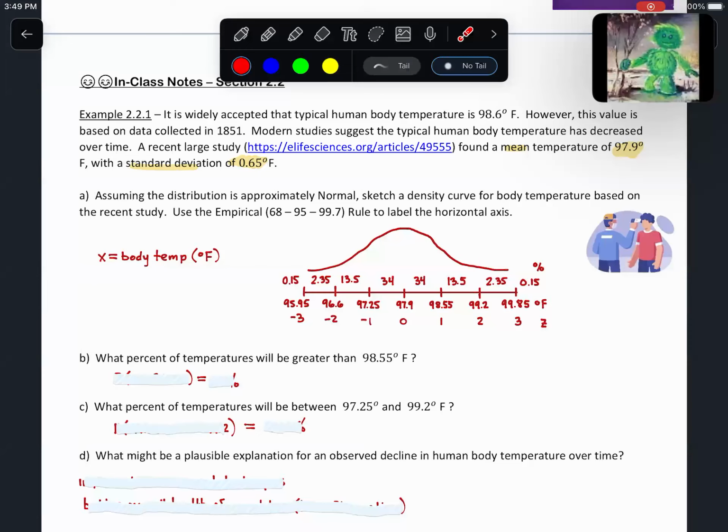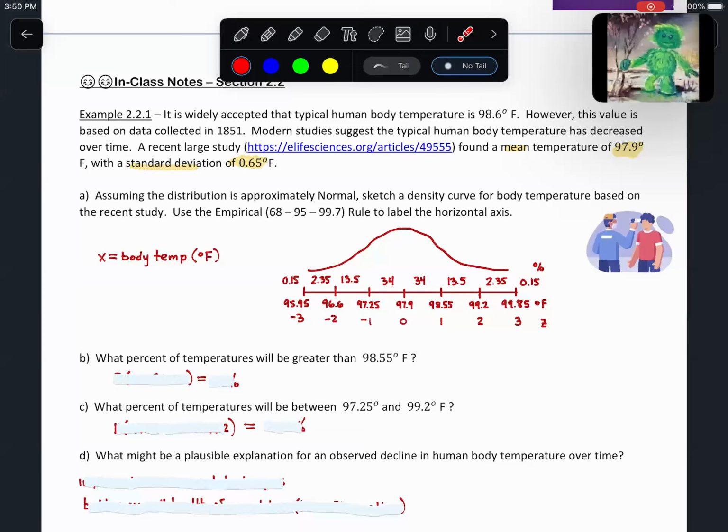But what I've done here, I'm going to actually start in the center. Right underneath the peak, right under the center of that bell shape, I'm putting the mean of 97.9. Okay. And then both to the right and the left from there, I'm marking some scale tick marks on the axis. I'm going to go 1, 2, 3 in either direction.